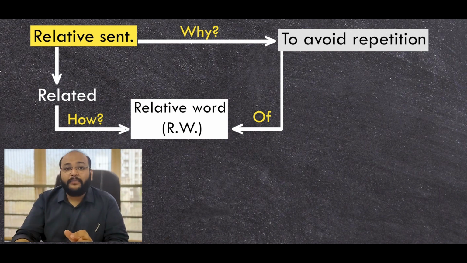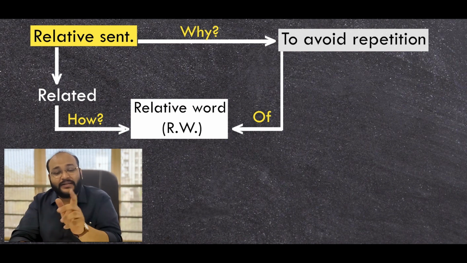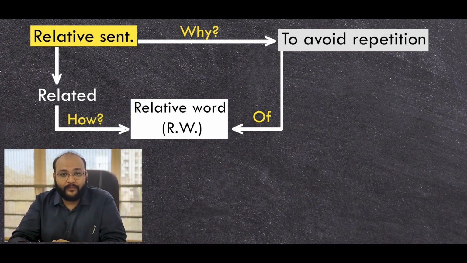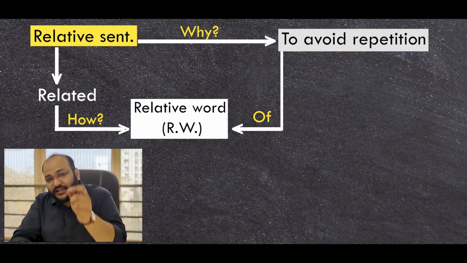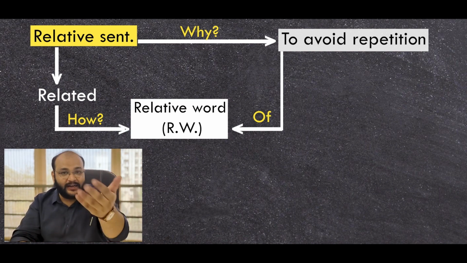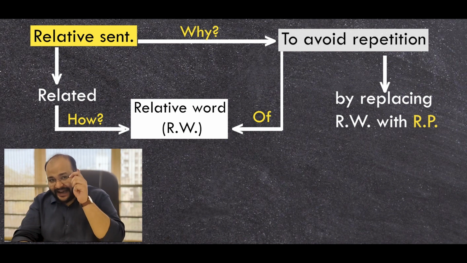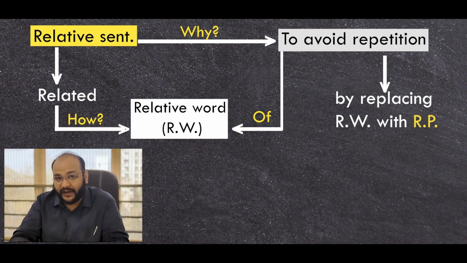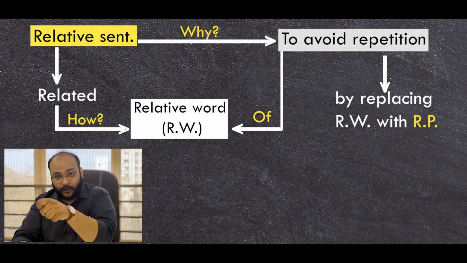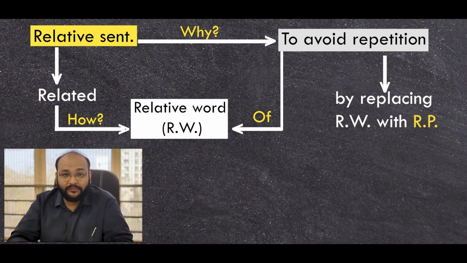So the answer is by using a pronoun. A pronoun is a word which replaces a noun. And since we are using this pronoun in case of relative sentences, let's call it a relative pronoun. So once again, how do I avoid this repetition of the relative word? By using a pronoun in place of the noun. But which noun? The relative word.